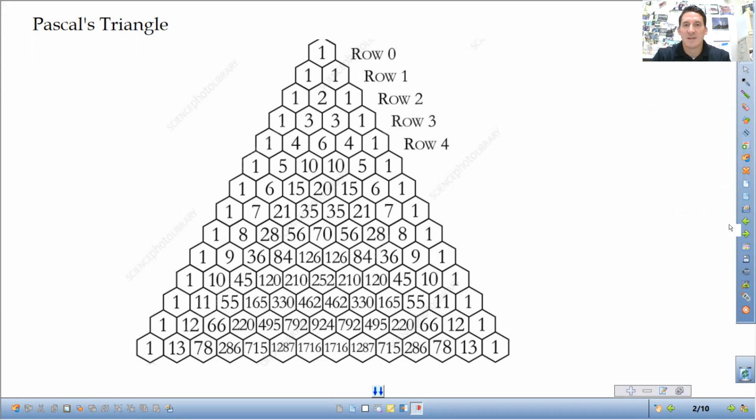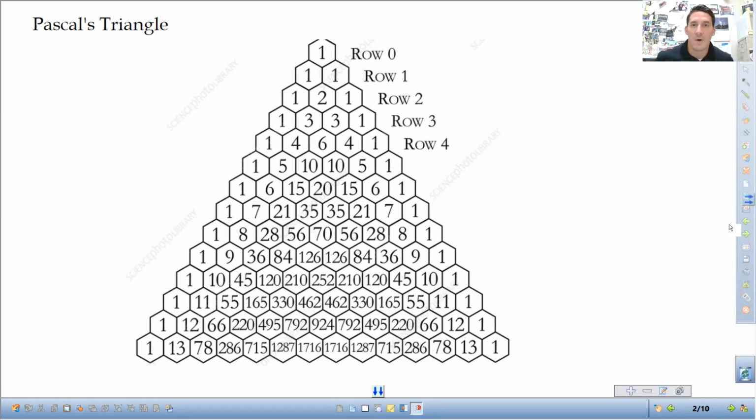This is a famous number pattern created by this French mathematician named Blaise Pascal. You'll have to ask Mr. Mangar about proper pronunciation of his name. But Pascal, one of his contributions to math is this triangle.